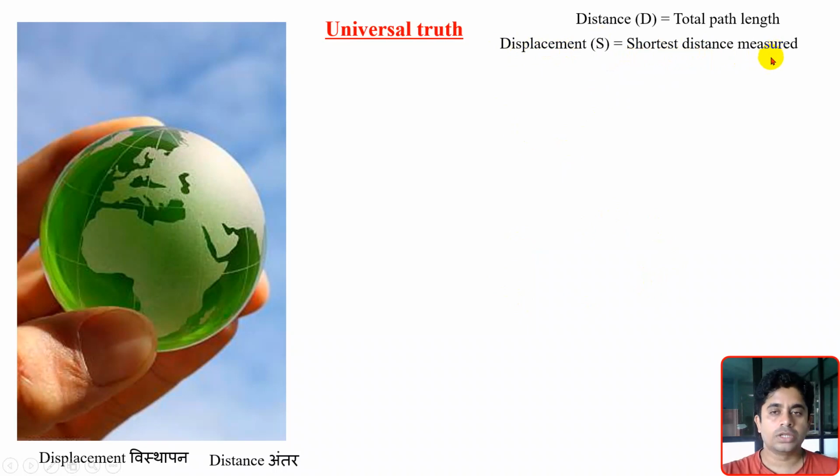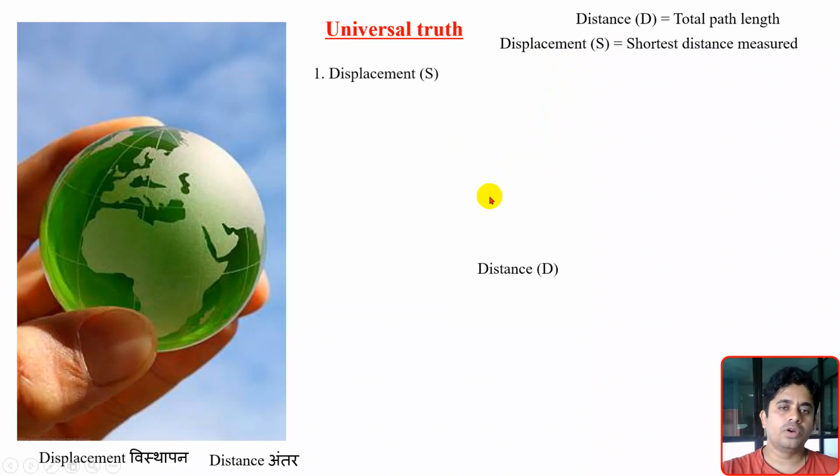We are measuring the shortest distance between the initial position and the final position along a straight line. Remember, distance is a scalar quantity. There we are bothered only about the magnitude. But in the case of displacement, we are bothered about magnitude and direction. For displacement, magnitude and direction both are very important.